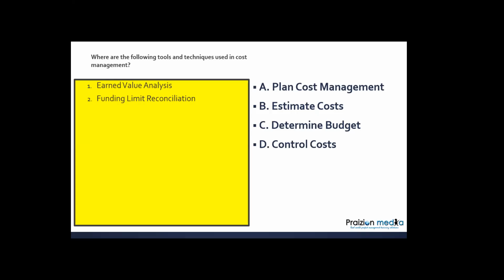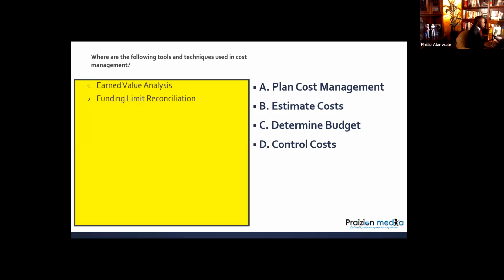Five, four, three, two, and one. And here are the results. Funding limit reconciliation is used in reconciling what you thought the budget should be with what the company's funding limits really are. So it means you have not left the gate of planning. So it is not control cost, and it's not estimate cost, because estimate cost does not address the funding limits. The answer is C, determine budget.